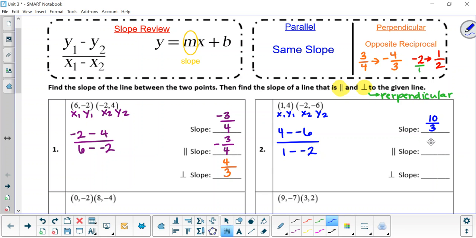So my parallel slope is the same number, 10 over 3. Now my perpendicular is my opposite reciprocal. Opposite now becomes negative. Reciprocal, flip the numbers, 3 over 10.